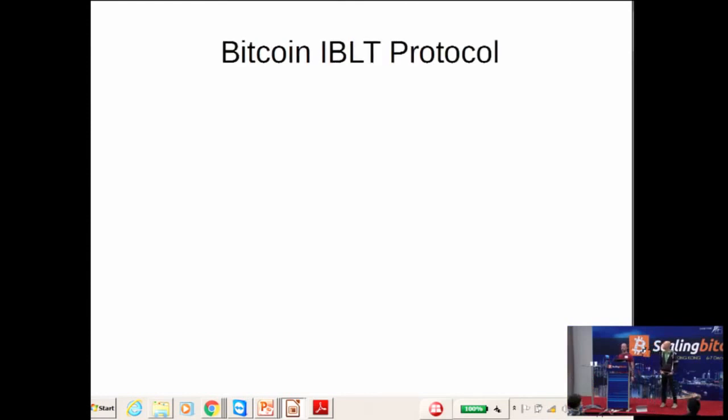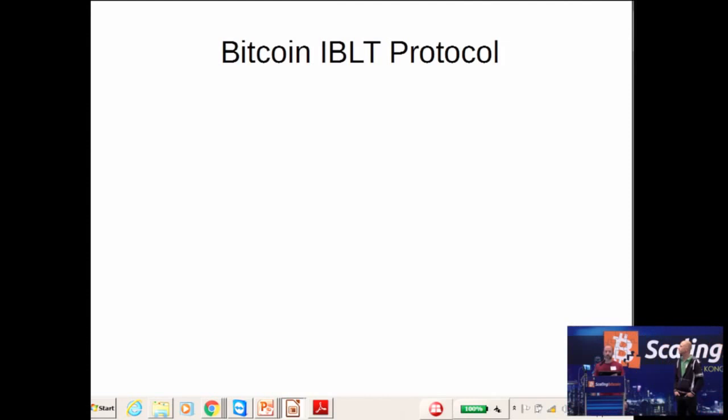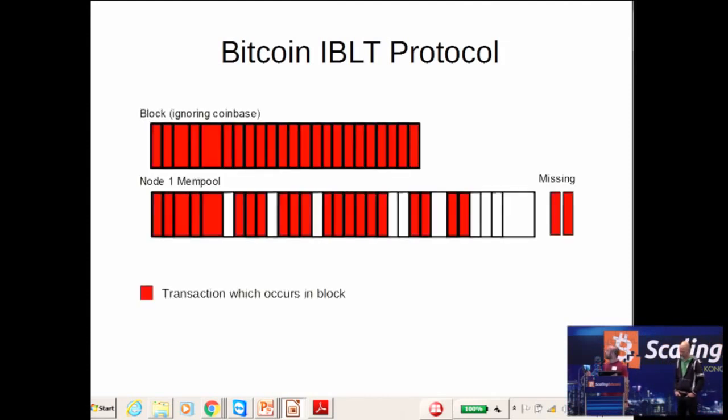Okay, I'm going to dig down a bit, and I'm going to talk about the proposed Bitcoin IBLT protocol that we have. So, I like pictures. Here's a picture. That's our block with all our transactions in it. And there's node 1's mempool. This is the node receiving the block. Its mempool looks very similar to the block. You can see there are two transactions, the red ones, that are in the block, but it doesn't know about. And there's transactions it knows about that are not in the block.